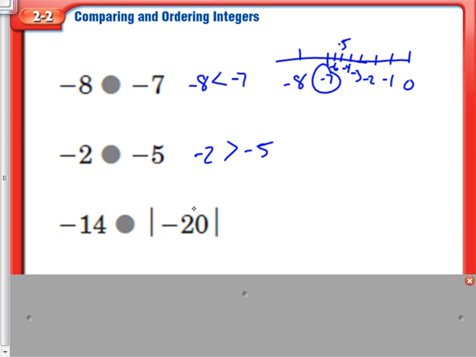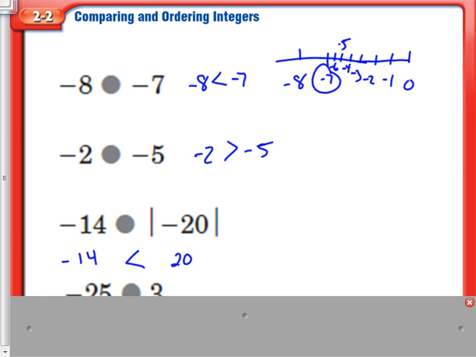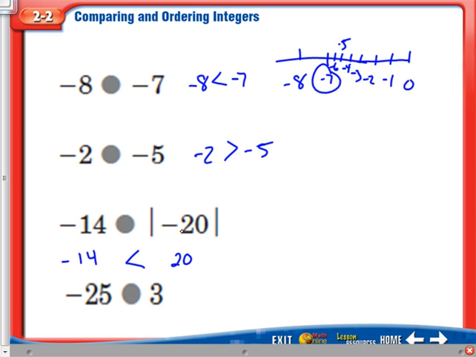Now this one, notice we have an absolute value symbol. So we have to solve that part first. So I'm going to copy -14 down. And what is the absolute value of -20? The absolute value of -20 is 20. Now notice this is a positive number, this is a negative number, so I know that number is bigger, so I'm going to open it that way. And I would say negative 14 is less than 20. All right, one problem left. Right away, I notice that this is a positive number, this is a negative number. So it doesn't matter how big the number looks, it's still negative 25 is less than 3. Any negative number is less than a positive number.